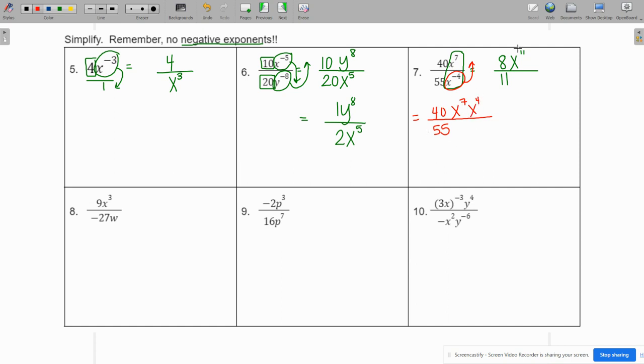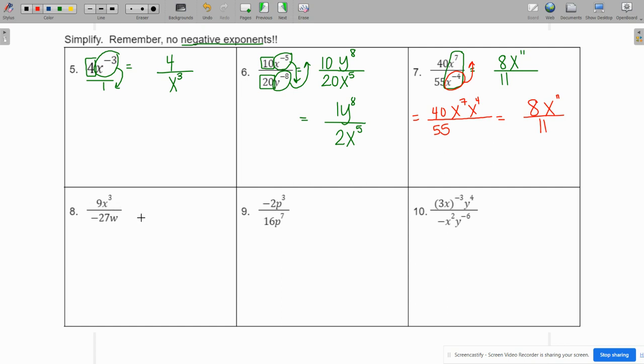And now you might be able to see why this is x to the 11th on the top, right? Because if you're multiplying powers with the same base, you add the exponents, and then 40 over 55 reduces to 8 over 11. So you can do it either way. You could expand it out. You could use the rule. It's up to you.